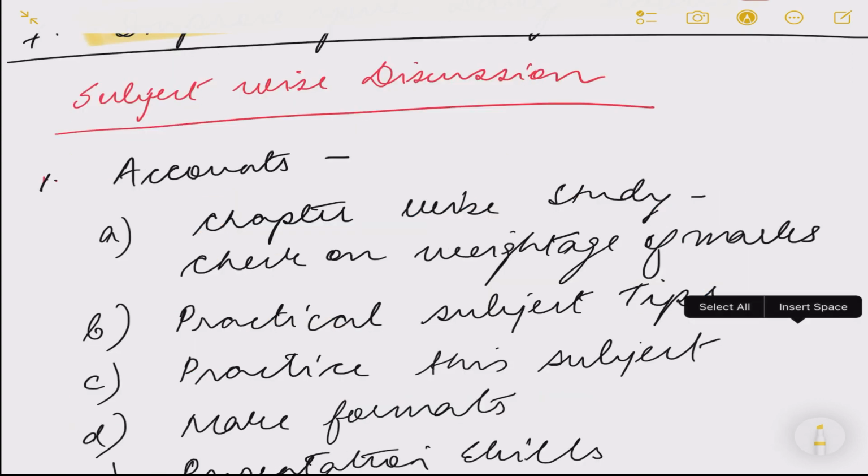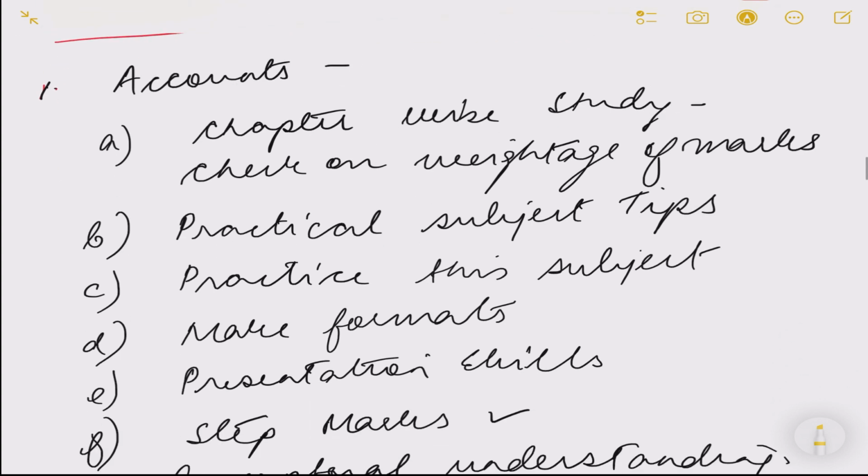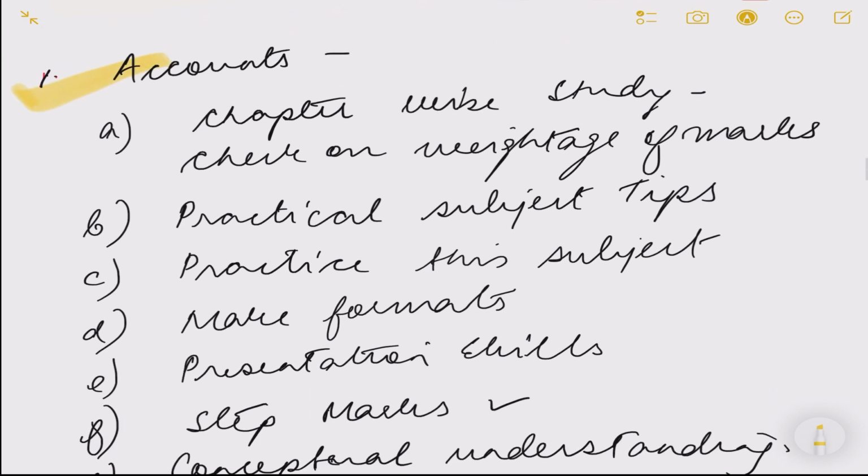So now let us discuss each and every subject individually. For accounts, you can check the chapter-wise weightage. I have also recorded a proper, detailed analysis of each and every chapter of each and every subject. It will be given at the end of the video, so please watch it till the end. For chapter-wise study and practical subject tips, I have made a video on this also, and I will make more in future with a detailed analysis on how to study practical subjects. That also you can apply.